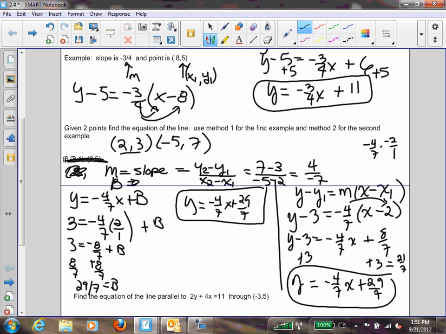Either way is fine. So just do it depending on what they're asking. If they're asking you to use point slope or slope-intercept form. Olivia, is that a question?